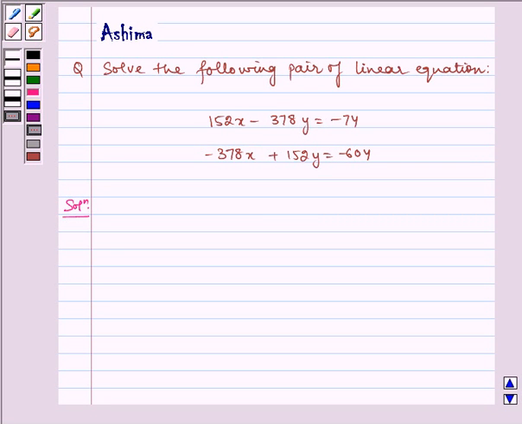Let us understand the following problem today. Solve the following pair of linear equations: 152x minus 378y is equal to minus 74, and minus 378x plus 152y is equal to minus 604. Now let us write the solution.